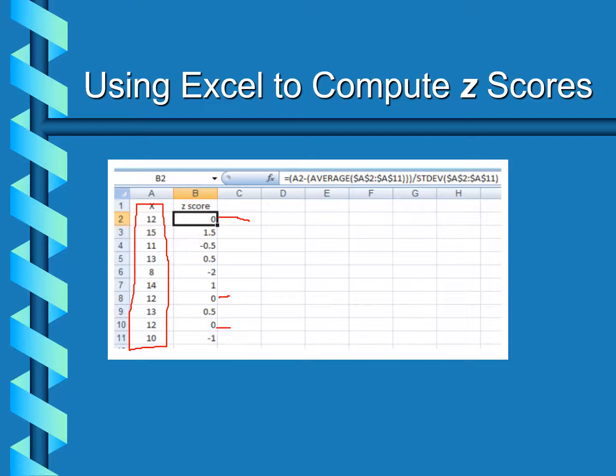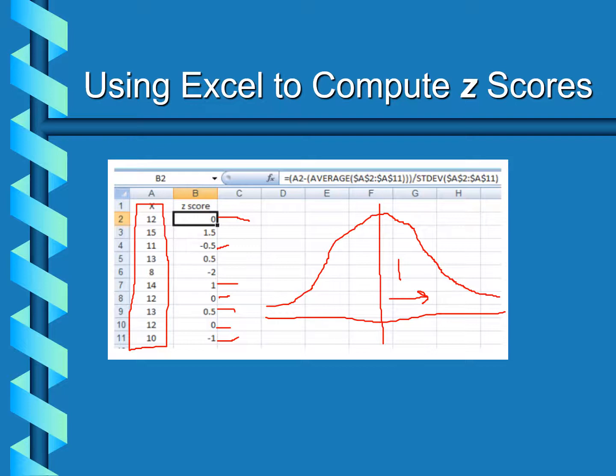Notice that anything above 12 is going to have a positive number: 0.5 for 13, 14 is 1 standard deviation, and so forth. Any values that are less than 12, our mean, have negative values: minus 0.5 for 11, minus 1 for 10. So as we look at our normal distribution, I'll draw a normal distribution here for you. Our positive numbers are going to fall to the right of the mean for a z-score, and our negative numbers are going to fall to the left of the mean.